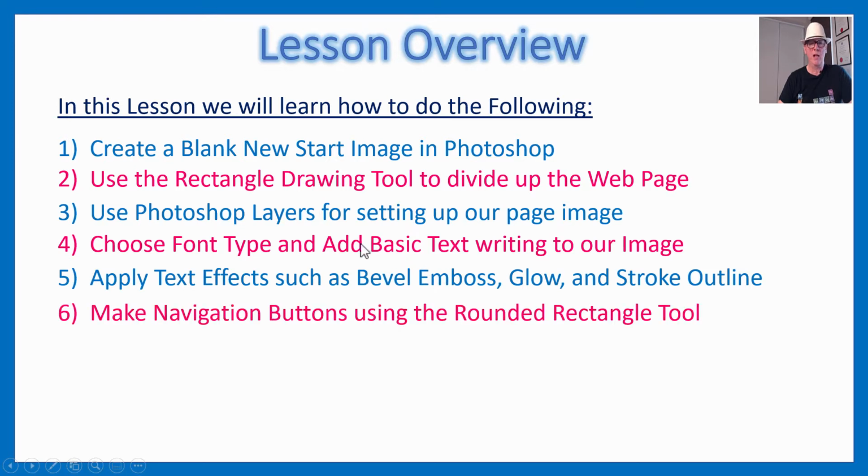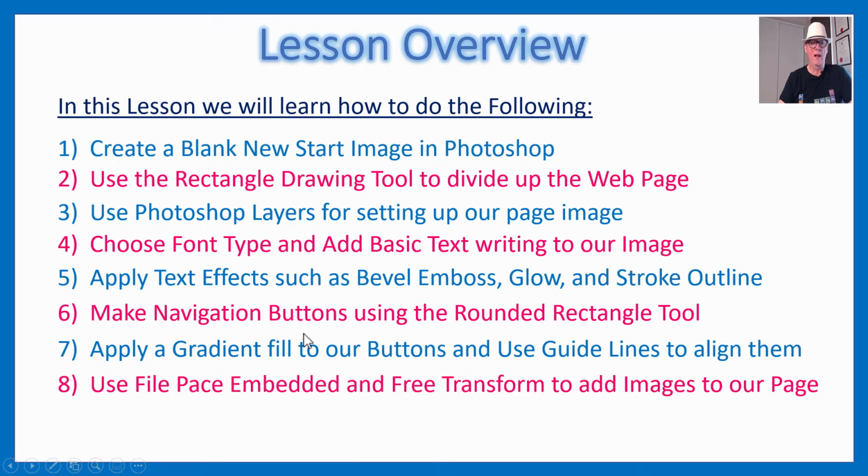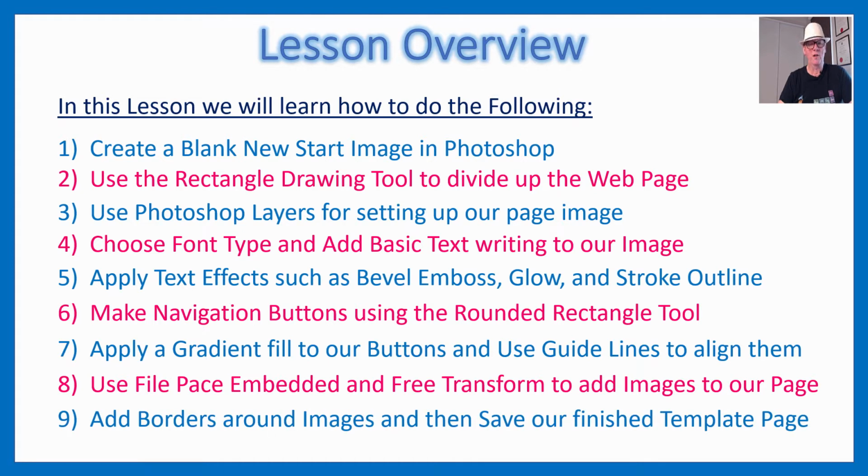We're going to make navigation buttons using the rounded rectangle tool. So we'll supply some buttons in the downloads, but you can learn how to make your own in this lesson. We put a gradient fill in those buttons to make them look better. File place embedded and free transform is how you get images onto your web page and also resize them. And we'll add borders around images and save our finished template page.